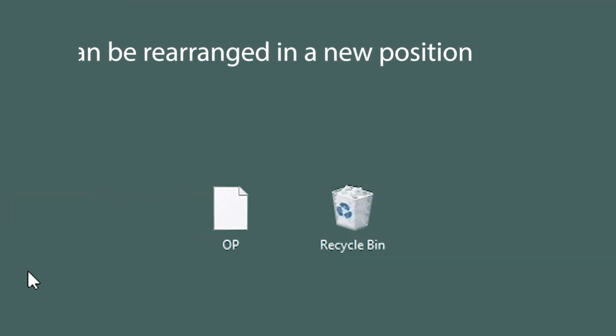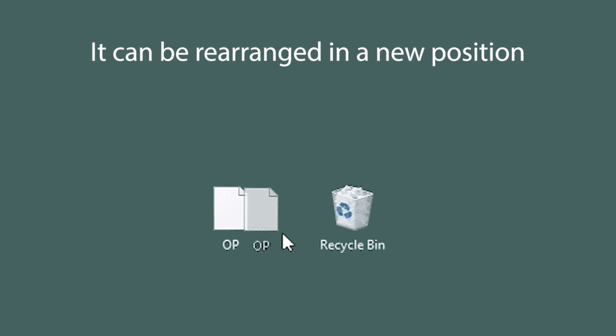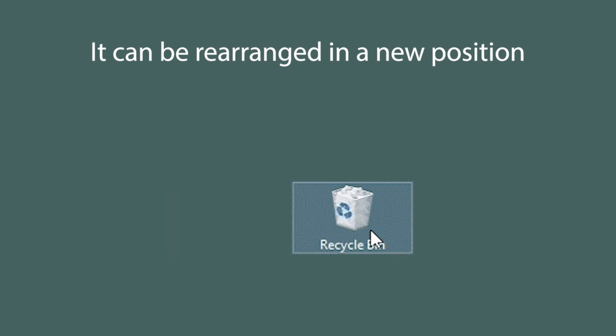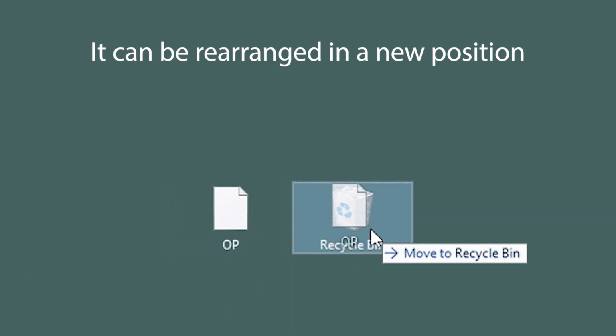Dropping the item. Once you have moved the item to the desired location, it's time to drop it. To do this, simply release the left button. When you release the button, the item will be placed or inserted at the new location. It can be rearranged in a new position, added to a folder, or dropped into a specific area, depending on the context.